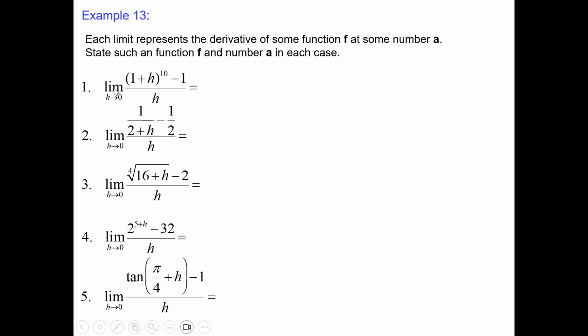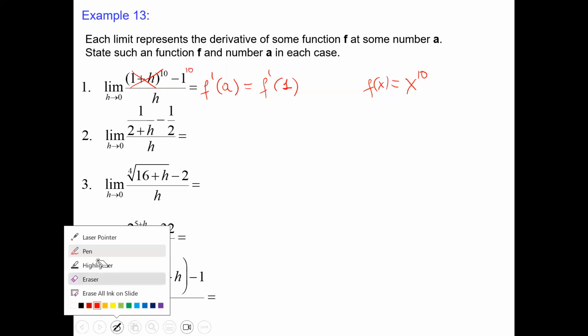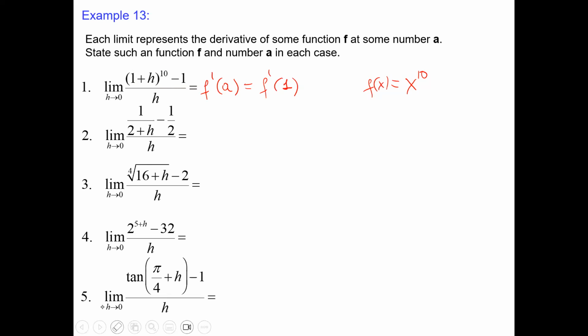Limit number 1. Limit as h approaches 0 of (1 plus h) to the power of 10 minus 1 over h. We recognize a plus h. As I said, this is definitely the derivative at the number a. But what is the number a and what is the function? Here we may notice x to the power of 10, 1 to the power of 10, and the number a is 1. Okay, that's how we have to identify. If I ask my students to set up a definition of the derivative for x to the power of 10 at 1, it will be like this. Yeah, now we're working backwards.